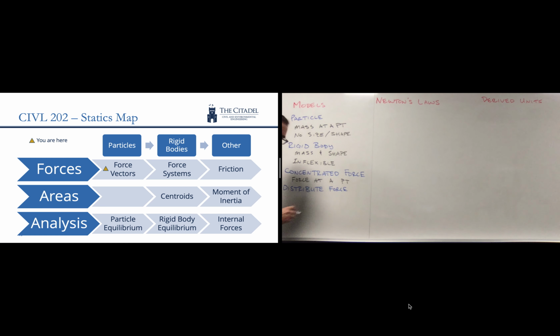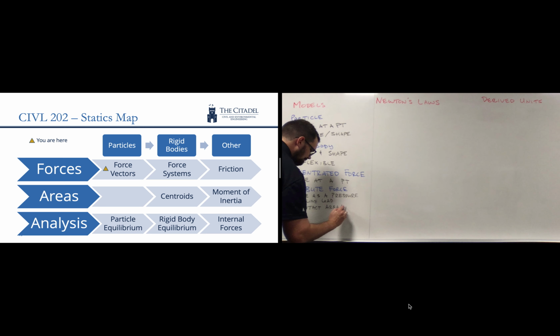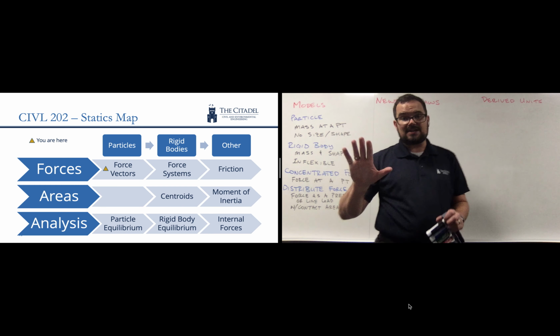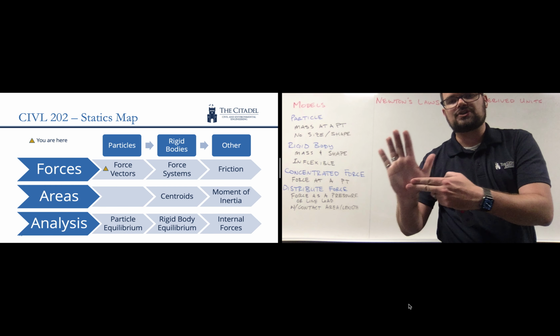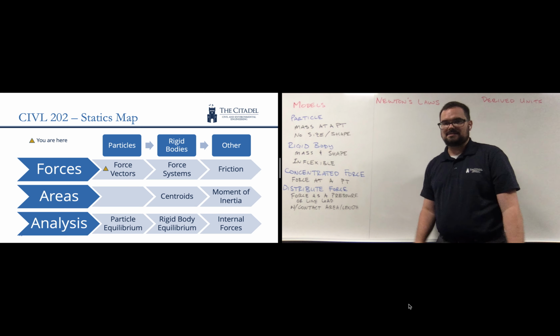And now we're thinking about that push or pull again, but we're going to model the force as a pressure. That would be in 3D, or line load. That would be in 2D, where we do care about the contact area or contact length. And so again, if I have instead of a knife's edge, I take my hand and I press on something, there would be a pressure acting across my hand that we could model as a distributed force.